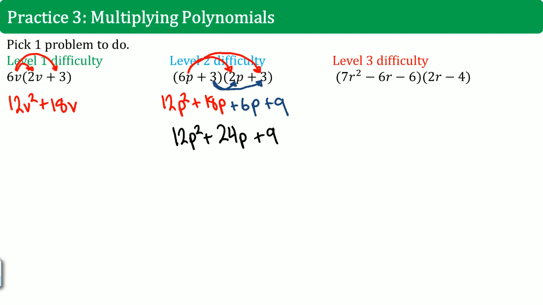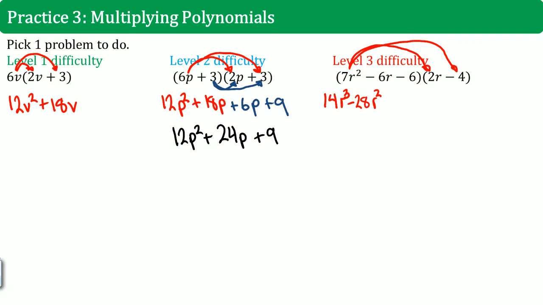The level 3 difficulty problem is the same thing, but now you're just going to distribute it more. All right, so let's do the first one. 7r squared times 2r becomes 14r cubed. R squared times r is r cubed. 7r squared times negative 4 gets you negative 28r to the second power.